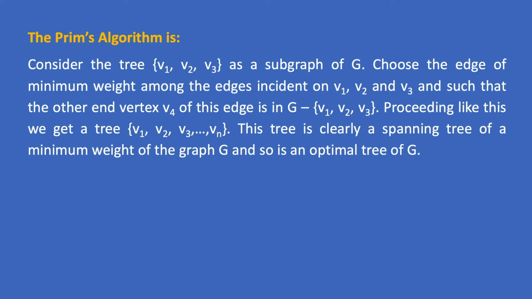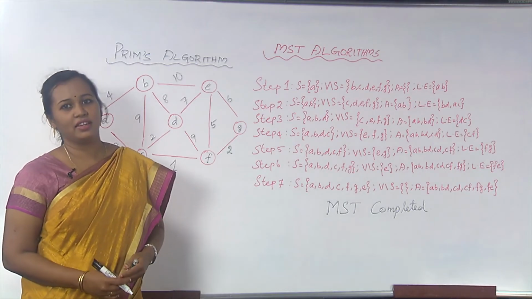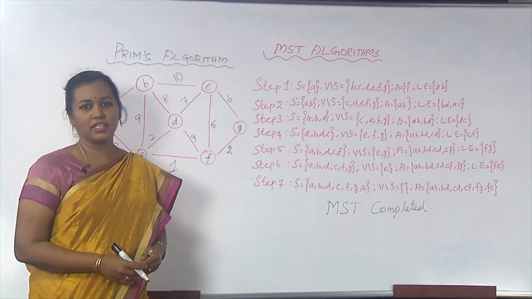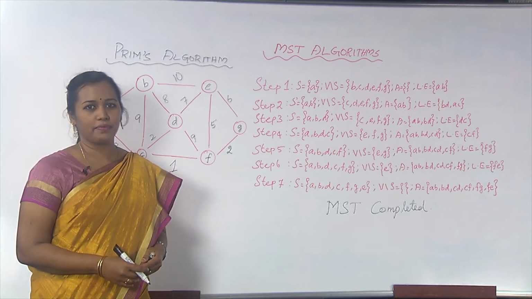Proceeding like this, we get a tree V1, V2, V3 and so on up to Vn. This tree is clearly a spanning tree of minimum weight of the graph G, and so is an optimal tree of G. We shall now see Prim's algorithm to calculate the minimum spanning tree of a graph.